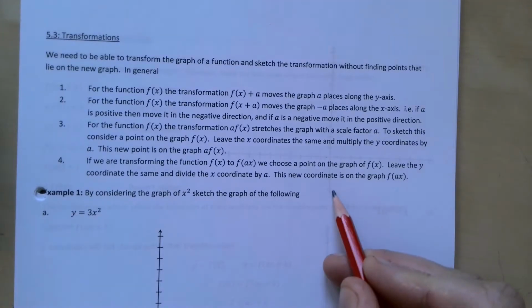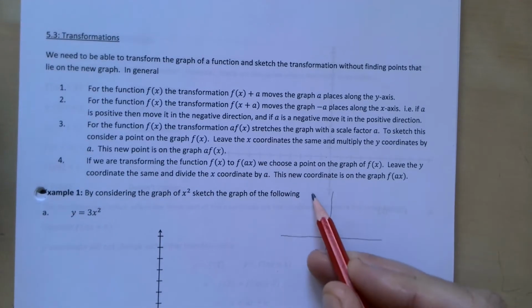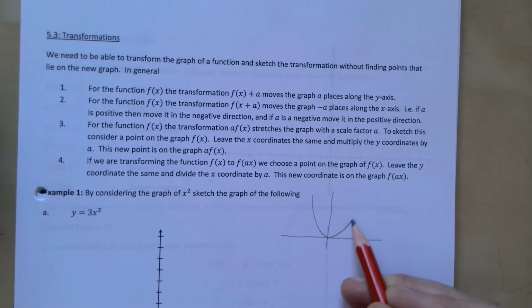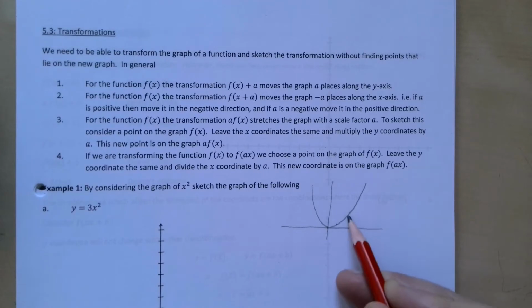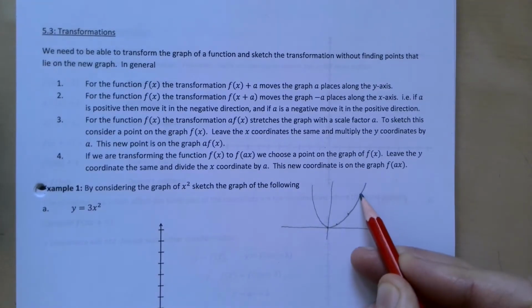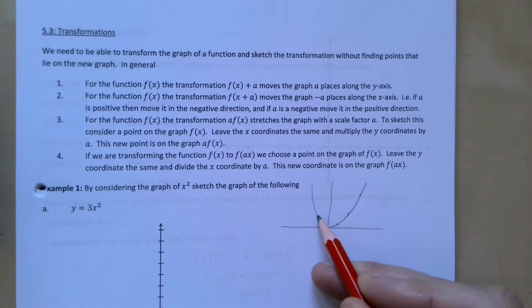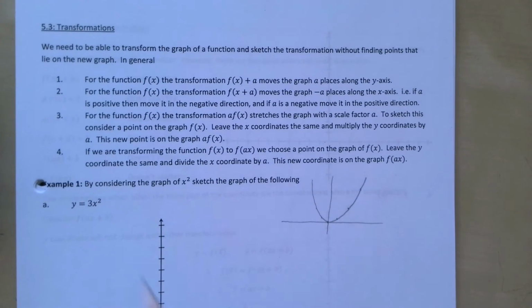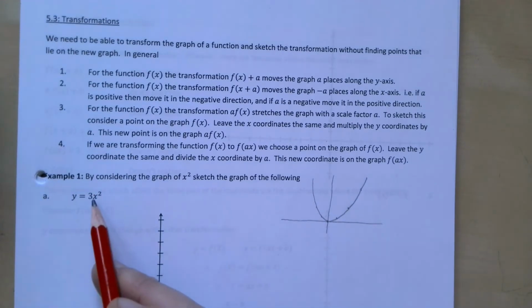So hopefully you remember the graph of y equals x squared. It's the most basic parabola that we can have, and it effectively looks like that. Some of the coordinates: that's (0, 0). 1 squared gives me 1, 2 squared gives me 4, 3 squared gives me 9, and so on. And then the same back here: minus 1 squared gives me 1, minus 2 squared gives me 4, and so on.